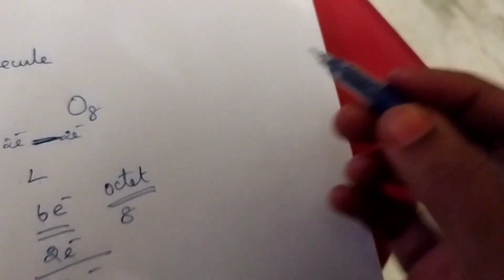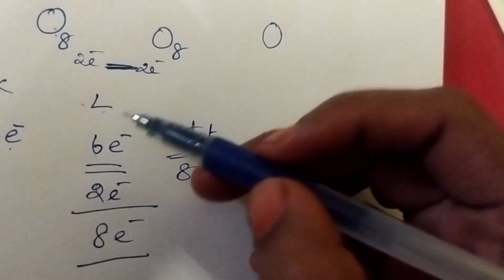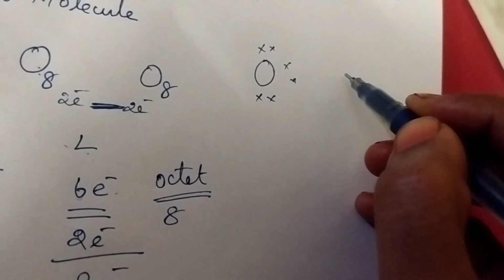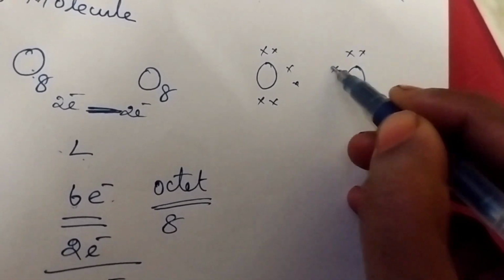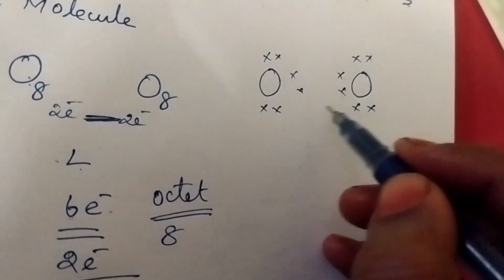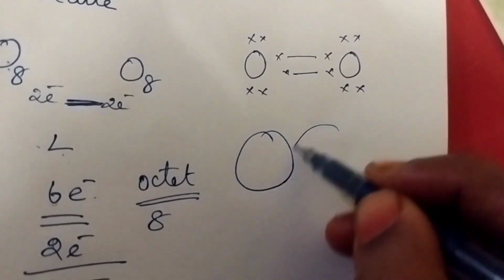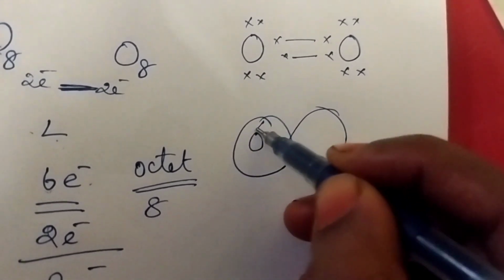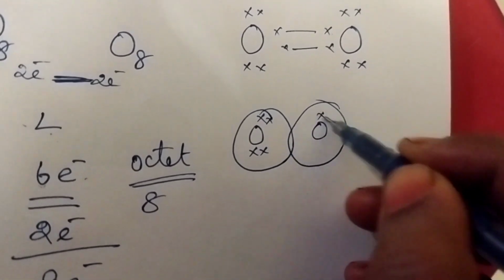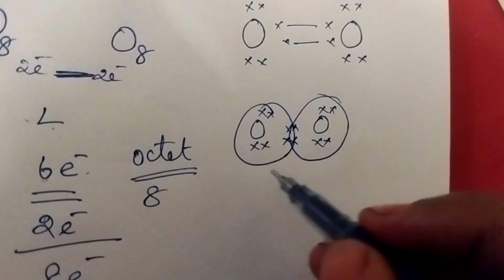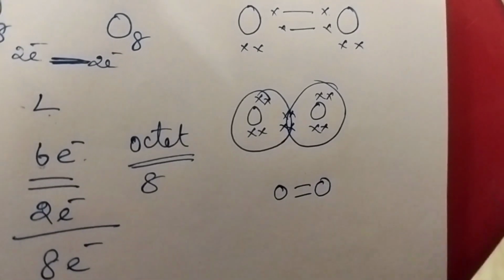Okay. So I am going to draw a diagram for oxygen's last shell. In the last shell it contains 6 electrons: 1, 2, 3, 4, 5, 6. Another oxygen: 1, 2, 3, 4, 5, 6. Now these two are going to share the electrons. So the diagram will be: here oxygen 1, 2, 3, 4, and the shared pairs of electrons come here. So the bond will be a double bond. Okay.